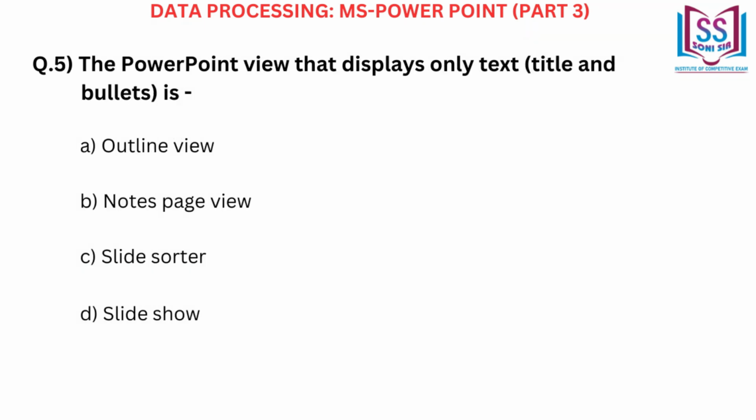The PowerPoint view that displays only text, title and bullets is A. Outline view. B. Notes page view. C. Slide sorter. D. Slide show. Correct answer A. Outline view.